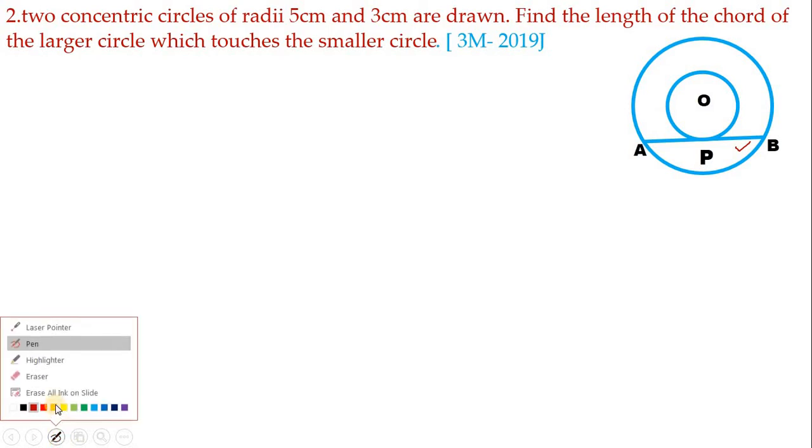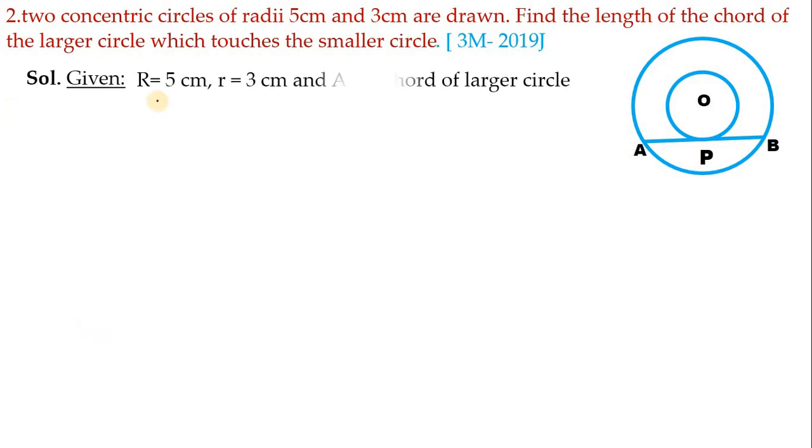So for that, first let me write up the given things. Given things are capital R equals 5 cm. So that is understood, children. Capital R means the radius of the larger circle, and small r means the radius of the smaller circle, and AB is a chord of the larger circle. Children, I repeat, capital R is the radius of the larger circle, small r is the radius of the smaller circle, and AB is a chord of the larger circle. What we have to find is the length of AB.